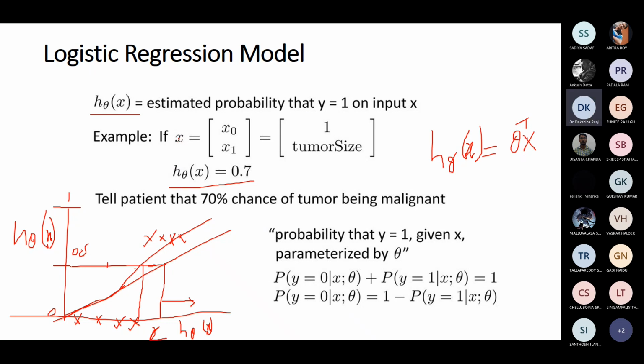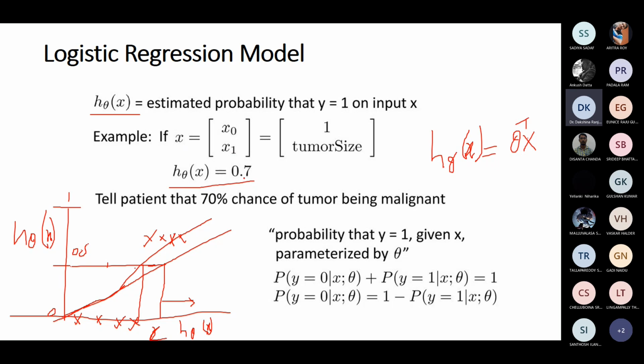Now in these examples we are taking the feature vector x equals x0, x1. That means there will be two feature values, x0 and x1. So x0 will be 1, this is the default value that we are considering here, and x1 is the size of the tumor. Now if we fit this feature vector into this hypothesis equation, then we could get the value of the hypothesis. Let's say the value of the hypothesis is found to be 0.7.